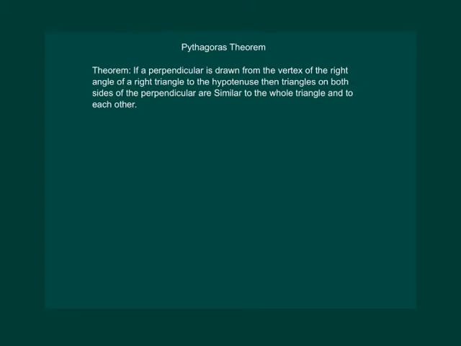Now before proving the Pythagoras theorem using similarity of triangles, first we prove this particular theorem, which says that if a perpendicular is drawn from the vertex of a right angle of a right triangle to the hypotenuse, then the triangles on both sides of the perpendicular are similar to the whole triangle and to each other.